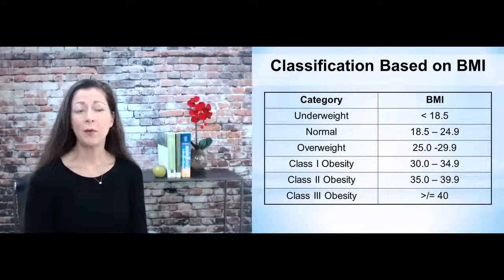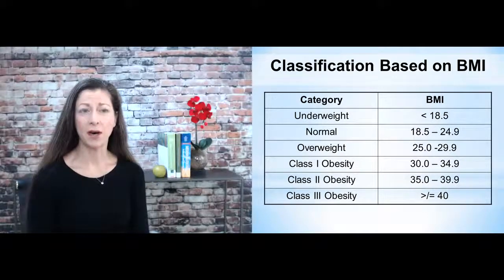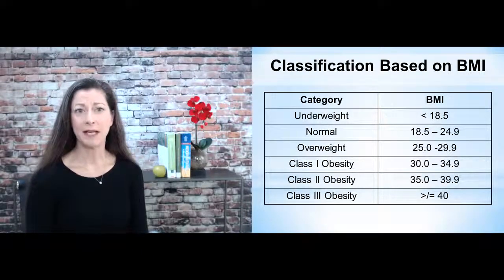At this time, we classify obesity based on a person's body mass index. The body mass index is a number that takes into account how tall you are and how much you weigh. People who have a body mass index that is greater than or equal to 30 are considered obese. There are then 3 different levels, class 1, 2, and 3 of obesity. People who have a body mass index that is greater than or equal to 40 are considered morbidly obese.